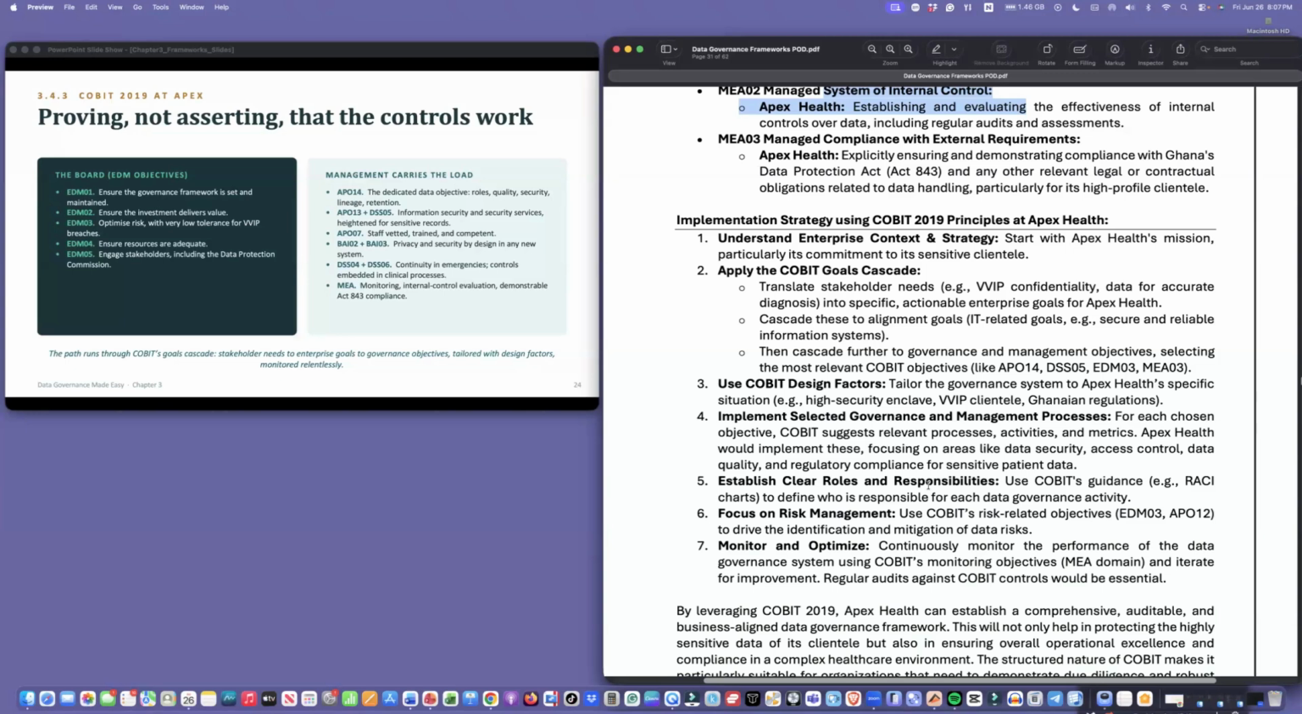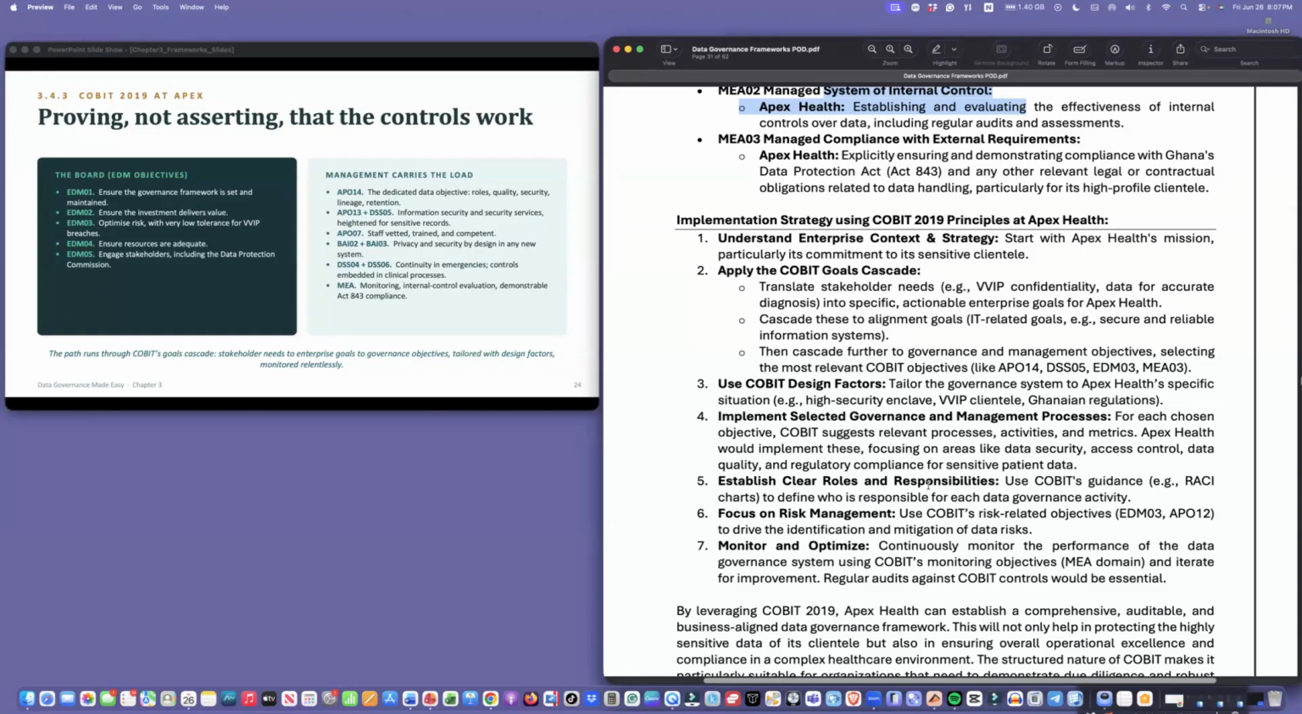So you are going to make sure that you put in confidentiality and data accuracy clauses in everything that you are developing for your enterprise goals. Cascade these two alignment goals. How will this relate to IT? It means because we want to achieve confidentiality and accuracy, we want secure and reliable technology or information systems. Then cascade it into governance. Which of these management objectives will it apply to?